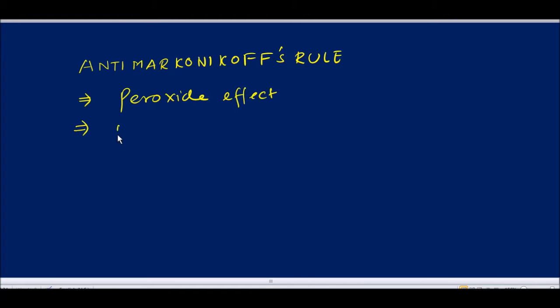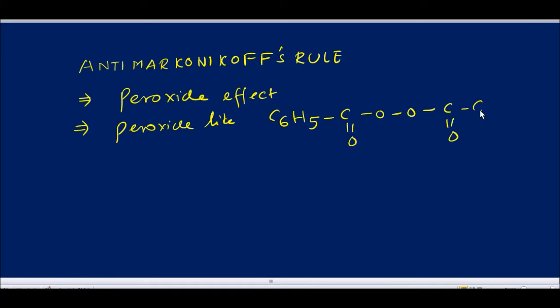In presence of peroxide like benzoyl peroxide, C6H5, C double bond O, O, O, C double bond O, C6H5. In presence of the following type of peroxide, the reaction takes place. It is mainly following free radical addition.